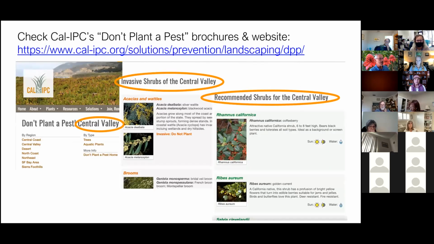If you go to the California Invasive Plant Council's Don't Plant a Pest site, if you just Google that, or I should say internet search that, you might be using Safari like I did. You can find this site, and it breaks things down by geography, such as the Central Valley, by the strata or structural level in an ecosystem, such as grassland layer or shrub layer or tree layer. And it'll indicate the invasive plants to avoid and recommended plants to replace them.